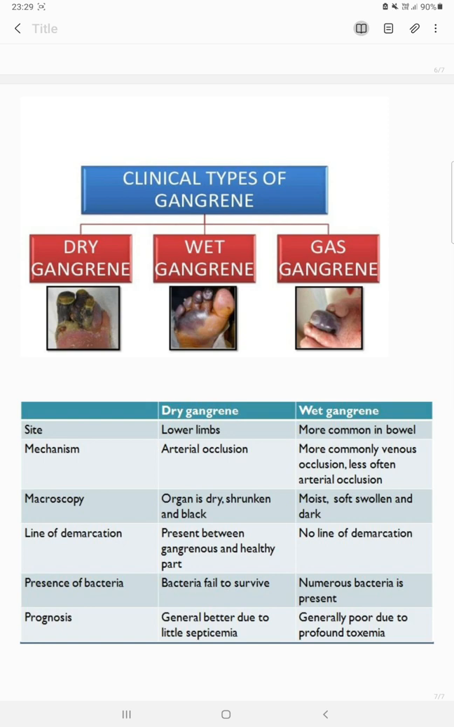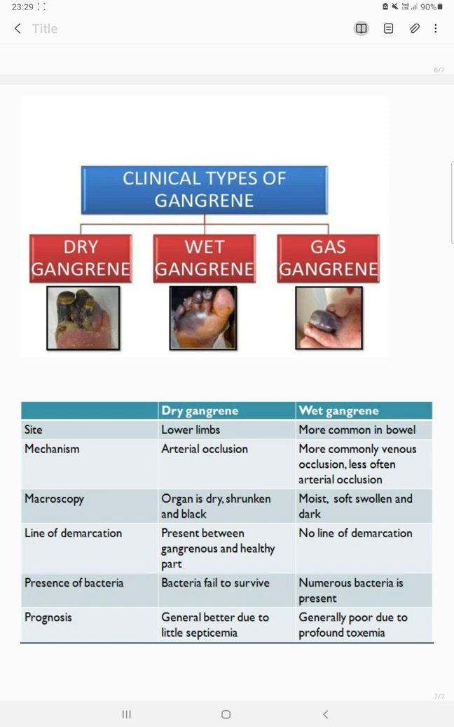The site of dry gangrene is the lower limb, and the site of wet gangrene is most commonly the bowel, like the intestines. The mechanism in dry gangrene is arterial occlusion, and in wet gangrene it is most commonly venous occlusion, less often arterial occlusion. So sometimes it can be arterial, but it is mainly venous. Microscopy of dry gangrene: the organ is dry, shrunken, and black. The wet gangrene is moist, soft, swollen, and dark.